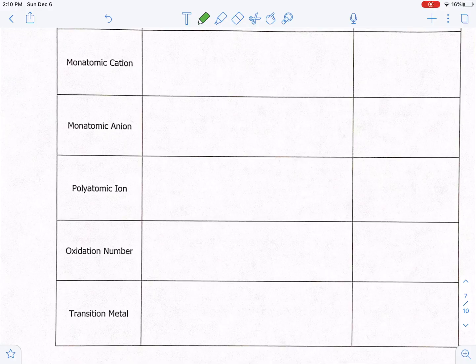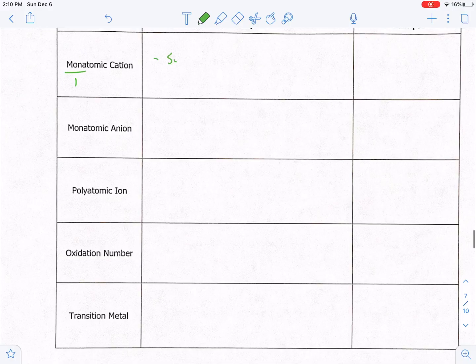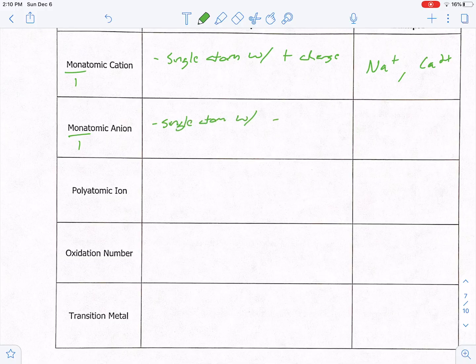Okay, so monoatomic cation. Mono means one. This is just going to be a single atom with a positive charge. So that would be something like Na plus, Ca2 plus. So that's a monoatomic cation. Mono just means one element, so it's by itself. Again, monatomic anion, so again, we're just dealing with one. So a single atom with a negative charge. So that would be something like fluorine with a -1 charge or O2 minus.